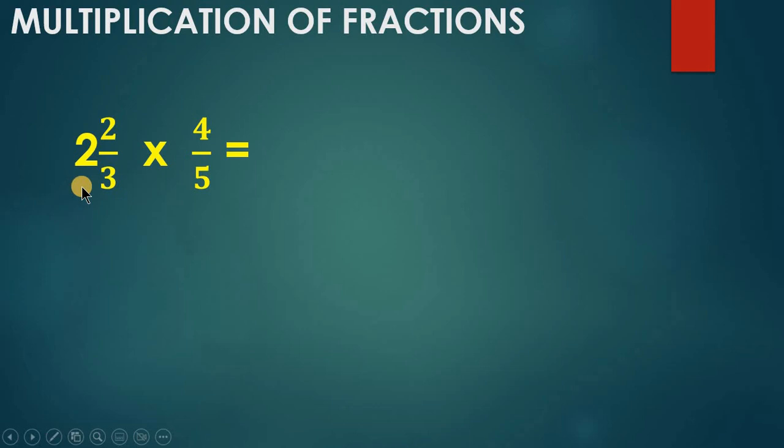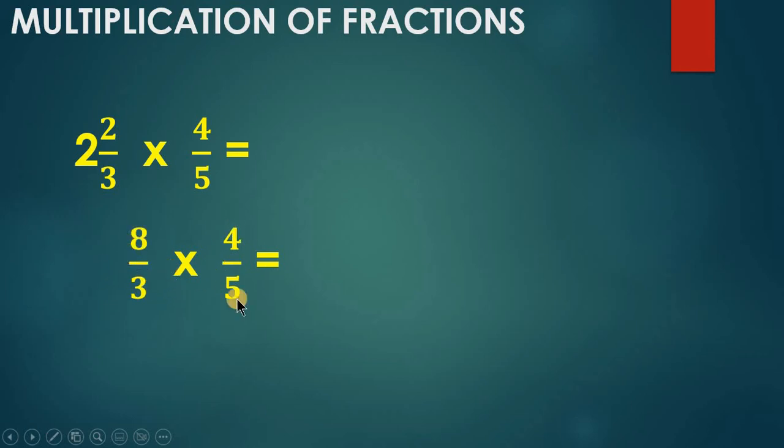So, anong gagawin natin? So, ang gagawin muna natin is to express this mix into an improper fraction. So, paano? So, syempre, i-multiply natin. 3 times 2 is 6. Then, add to the numerator. 6 plus 2 is 8. And then, copy the denominator which is 3. So, kaya nagkaroon tayo ng 8 all over 3.